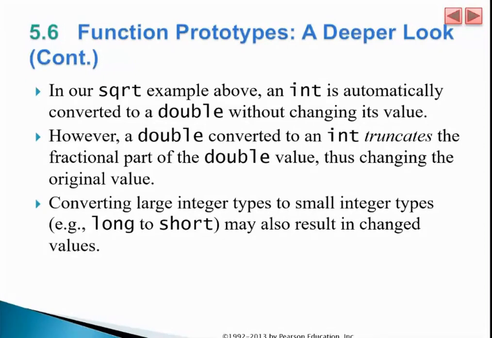Okay, so yes, some conversions are allowed, some conversions are not allowed, depending upon the type, right? In the square root function, int can be converted into double very easily. However, when a double is converted into an integer, it truncates the fractional part, and therefore it is actually changing the original value, right? So this actually changes the result.